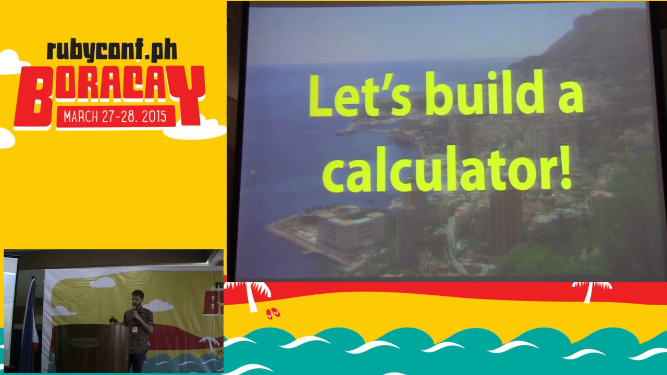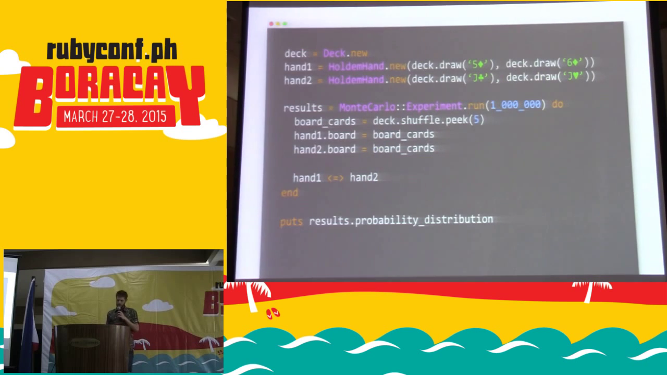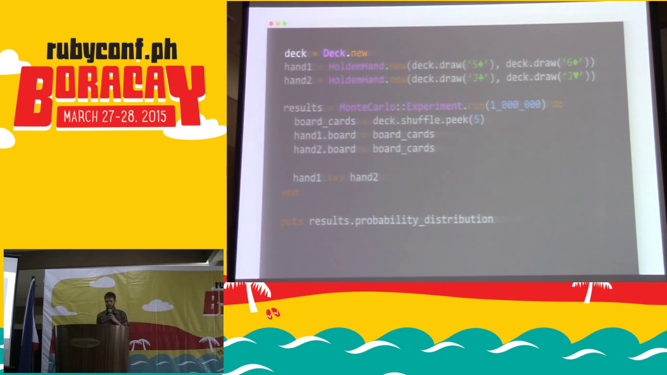So let's build a calculator. Now we know how we can rank hands. Again, we're just going to instantiate the deck, and we're going to draw the 2 hands that we want to match up against each other. In our case, the 5, 6 diamonds against the 2 jacks. We're going to create an experiment, again run it 1 million times.